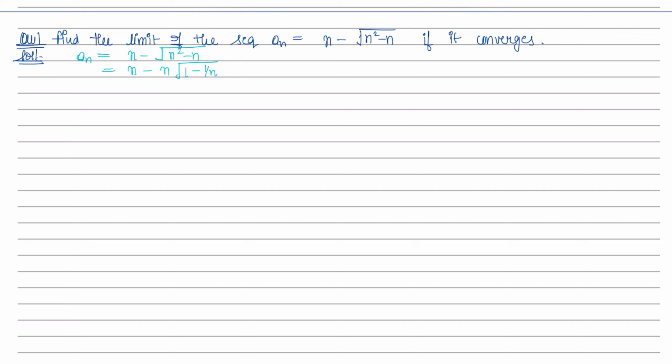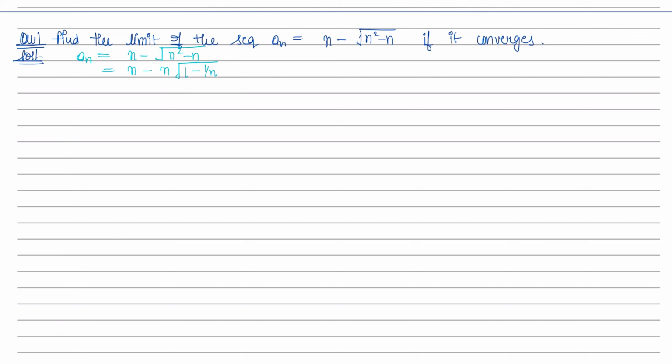Let us practice a very different question here. The question says: find the limit of the sequence a_n is equal to n minus square root of n squared minus n, if it converges. The given sequence is a_n equal to n minus square root of n squared minus n. After simplifying, we can say it as n minus n times square root of 1 minus 1 by n. There is nothing wrong in it.